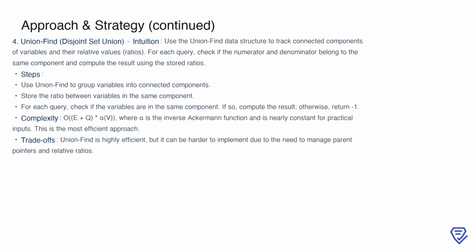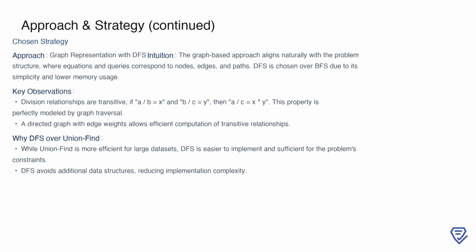This approach has an impressive time complexity of O((E + Q) * alpha(V)), where alpha is the nearly constant inverse Ackermann function, making it highly efficient for large datasets. However, it requires careful management of parent pointers and ratios, making it somewhat complex to implement compared to DFS or BFS. For this problem, we have chosen the graph representation with DFS as the primary approach.